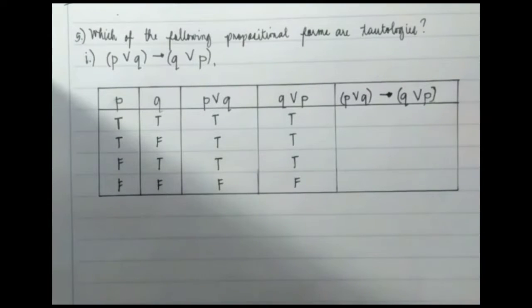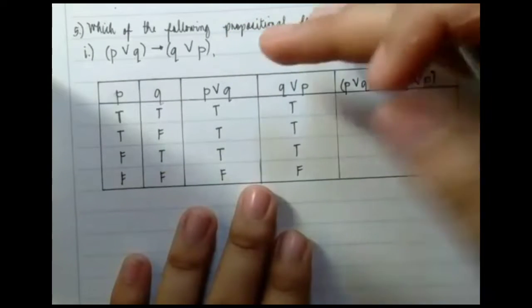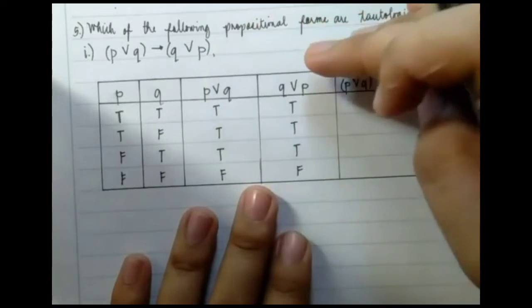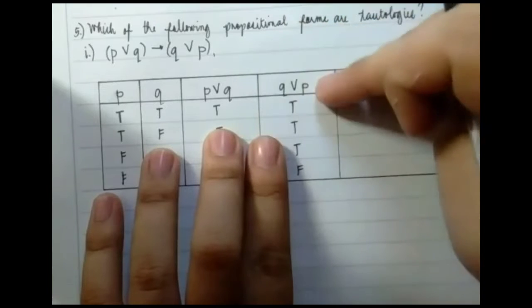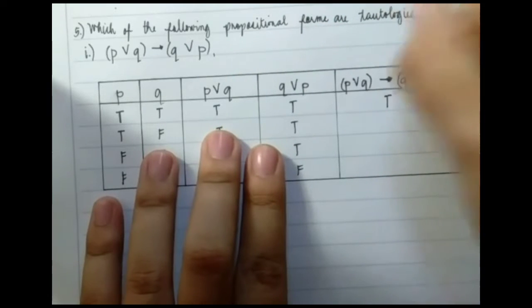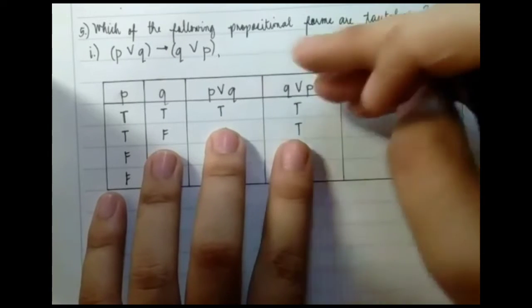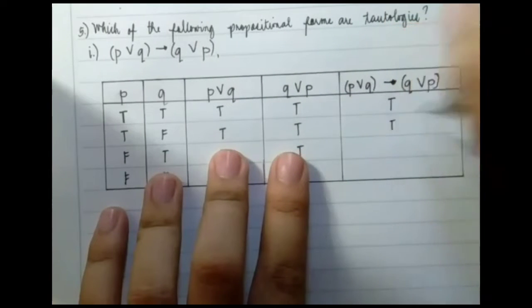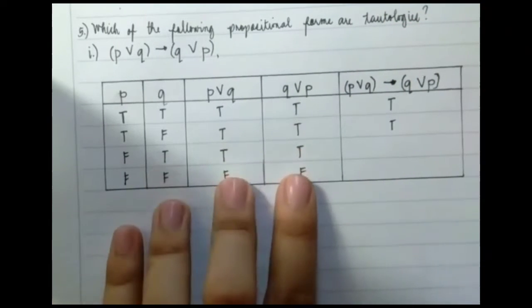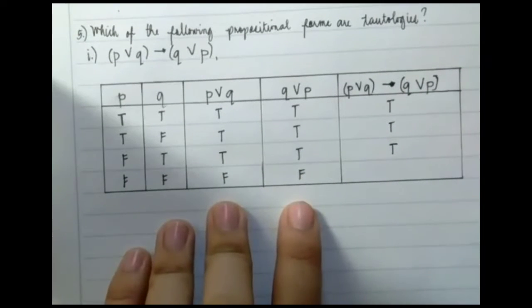So let us now get the P or Q implies Q or P. Now we have here the values for P or Q and Q or P. The first value is true and true. Since the second statement is not false, this is true. Second, we have true and true. It's also true since there is no false value here. Third one is both true, so this is also true. Now we have here both false.